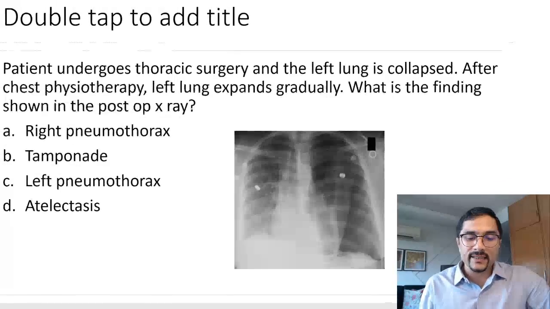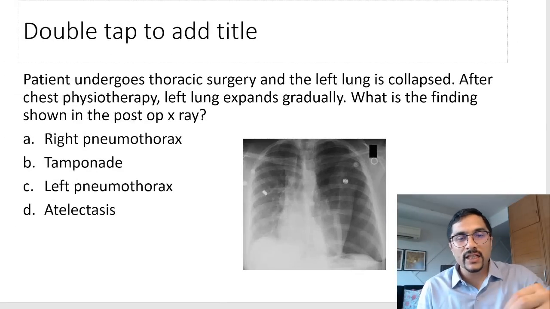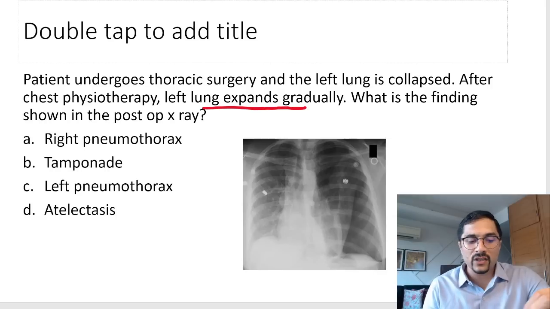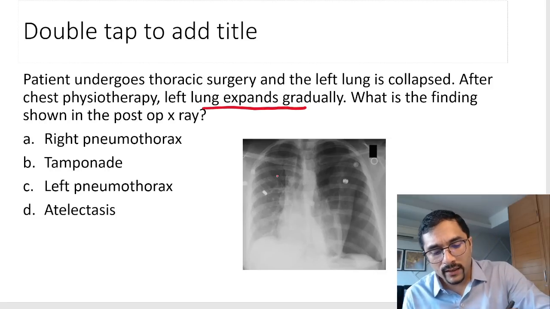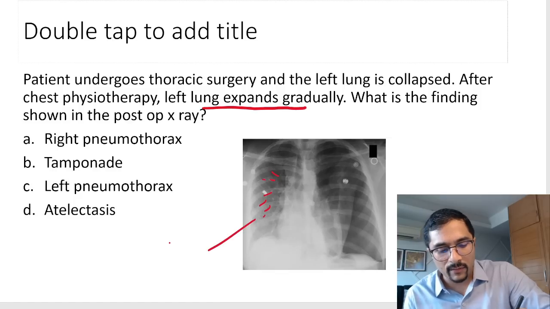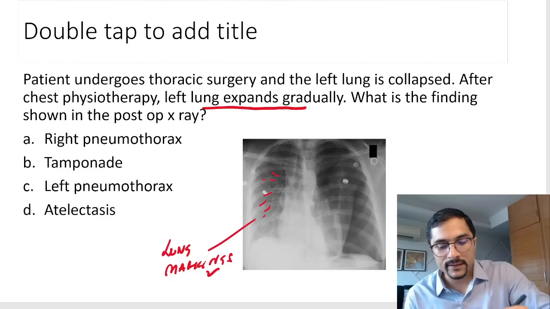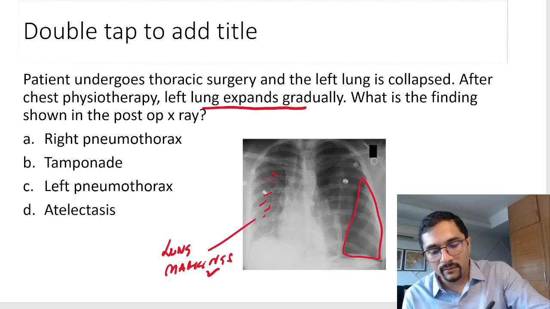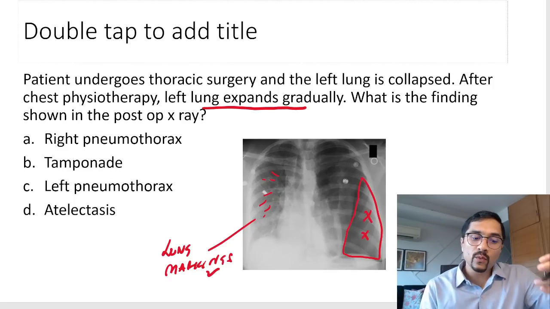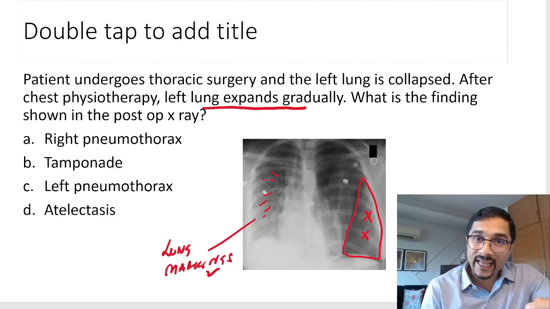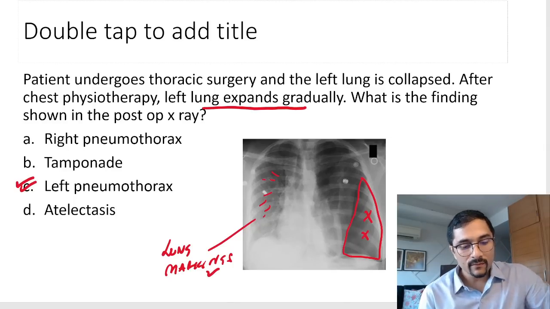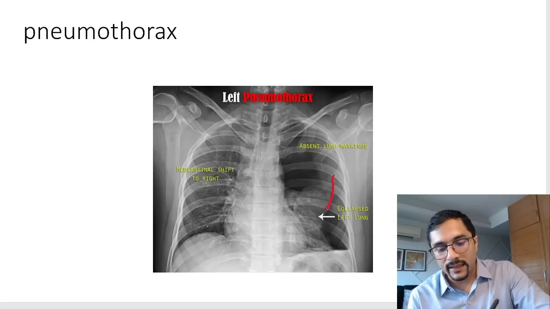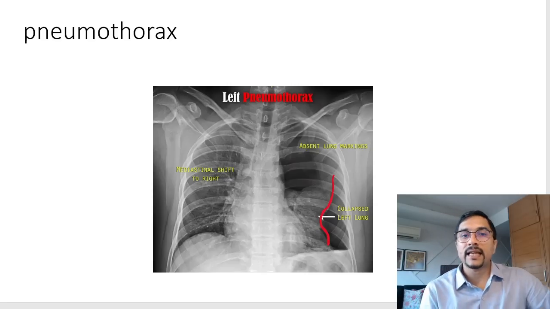Patient undergoes thoracic surgery and the left lung is collapsed. After chest physiotherapy, the left lung expands gradually. What is the finding on the chest x-ray? Again, I told you, on this side we can see the lung markings are there. Right? Here we can see the lung markings. But in this area, the lung markings are absent. So what does the patient have? Patient has air. Left pneumothorax is there. Okay. You can see here that the left lung is collapsed and you can see absent lung markings.